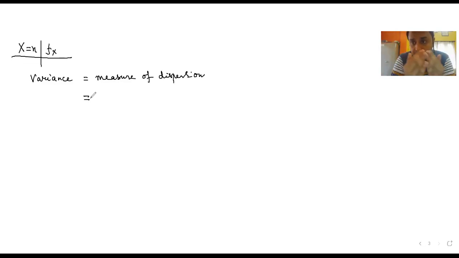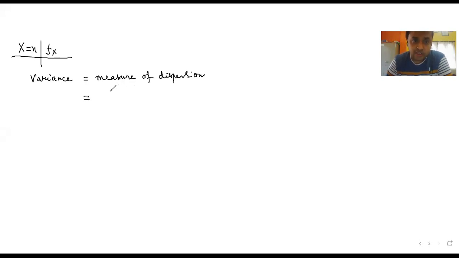Now, if I want to calculate how much they are deviated from this particular figure, how much the marks, I'm talking about the marks, how much they are deviated from the pillar, one of the best measurements of that deviation is variance. And variance is calculated by the formula. If the frequencies are 1, it is given by the formula.